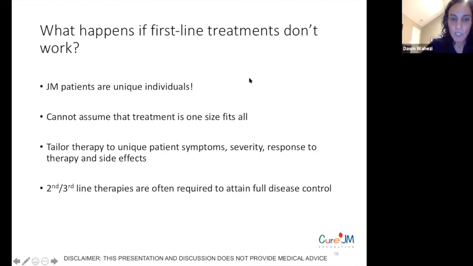So what happens if these first-line treatments don't work? Every child is unique, and one size doesn't fit all. So we often have to tailor the therapy to the unique symptoms of your child, depending on how severe the disease is and how they're responding to therapy. If they're having side effects that are just intolerable, we may have to change therapy. It's not uncommon to use some of those second and third line agents. So you shouldn't feel discouraged if your doctor wants to change therapy. It's really because they're trying to tailor it to your child.